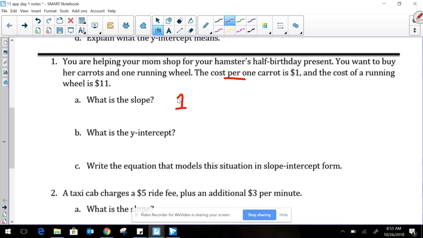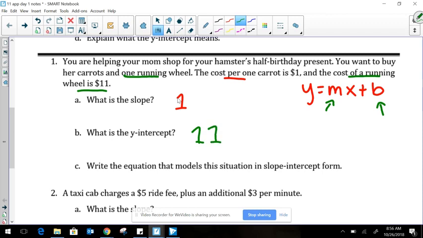All right, this one's different. You're thinking, okay, what's the y-intercept? So I'm going to write y equals mx plus b, my slope-intercept form here. So I just said, okay, my slope is 1. My y-intercept is that extra number that I'm adding in, and it's just a one-time charge. So they're just getting 1 running wheel. We don't need a lot of running wheels, just 1. So that is my y-intercept this time. So that is 11.